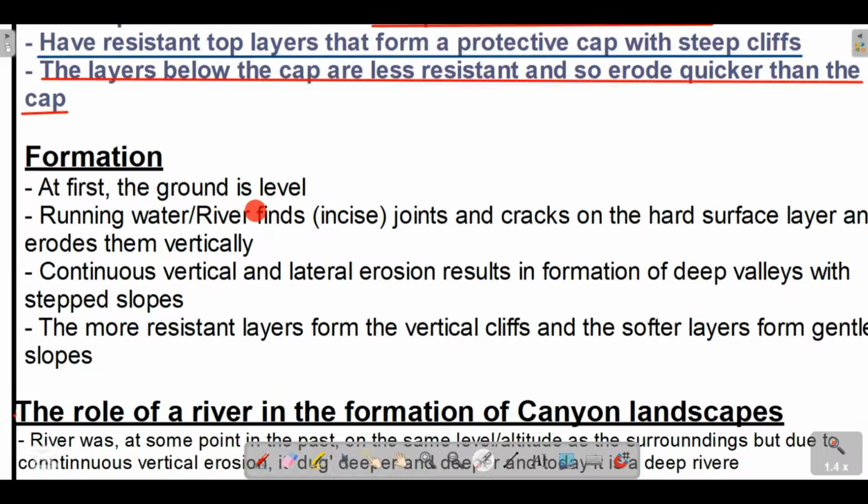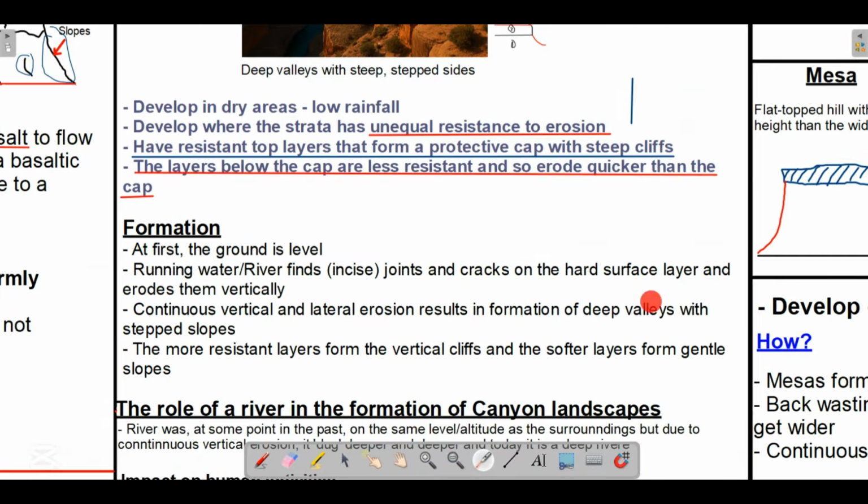So at first, we're saying that the ground is level, so it's a horizontal surface, and then you have running water or a river. It finds these joints and cracks, or you can say it incises these joints. That means it erodes. So it finds these joints and cracks on the hard surface layer and it erodes them vertically, right? And then continuous vertical erosion, removal. Remember, erosion is the removal of material. So continuous vertical and lateral erosion results in the formation of deep valleys, okay, with stepped slopes.